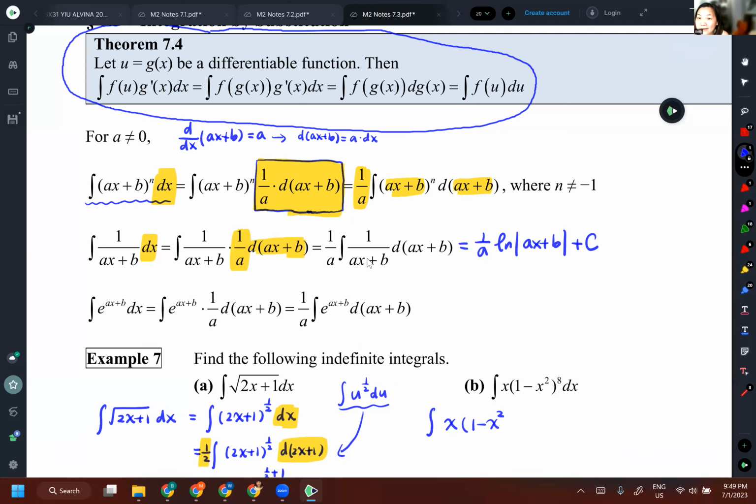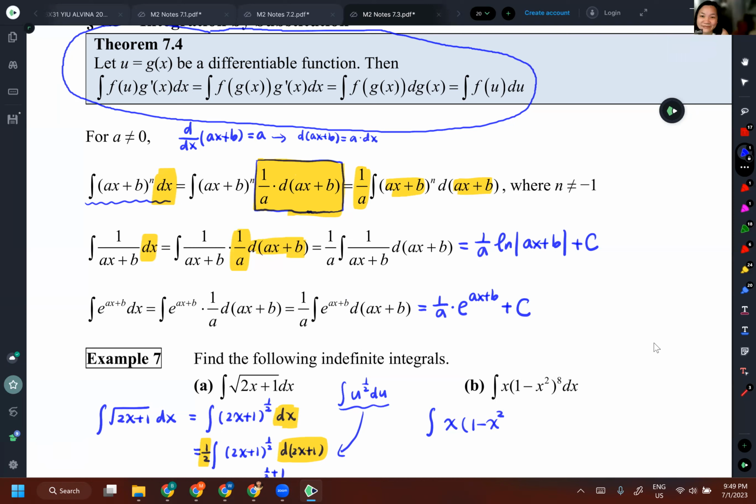Okay, the last example of the same kind is e to the power u, where u is ax plus b. So e to the power u dx. We can't use formula E directly. So I will change dx to this and then integrate. So in the end, this is equal to 1 over a e to the power ax plus b plus c.